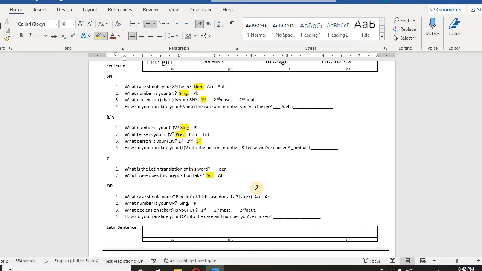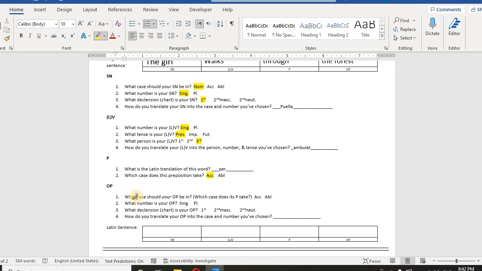But it's just what chart it's on. There's no trick to knowing it. You just have to memorize which chart it's from. If you're looking in your book on page 274, you will see them listed out separately in an ablative endings chart. Okay? Now remember, when it says that a preposition takes a certain case, that means the object of the preposition goes into that case.